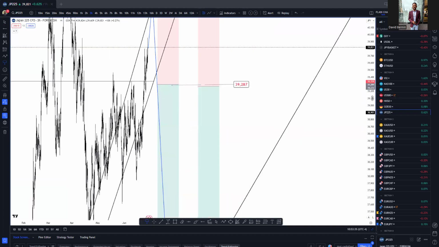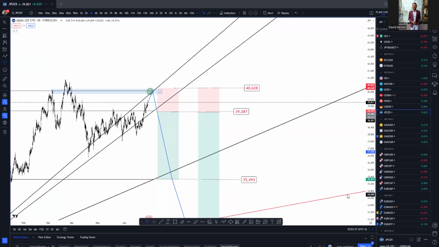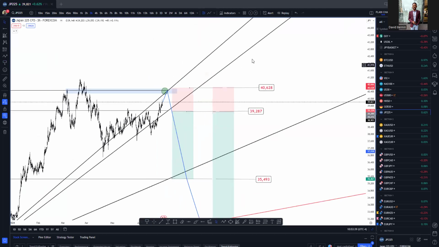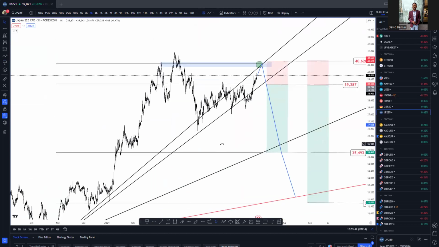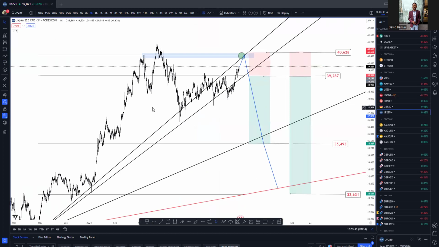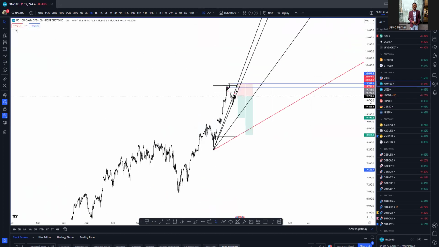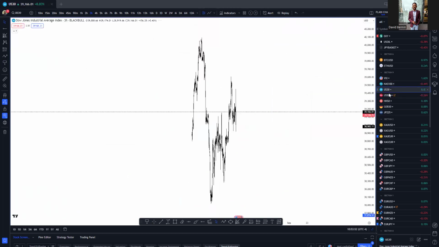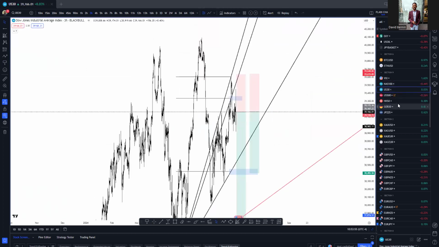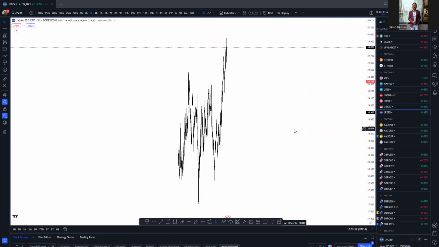And JP225. All right, let me know which one you think is your favorite. My favorite is JP225. Let me know what your favorite is. Looking at NKO, US 30, German 30, and JP225.